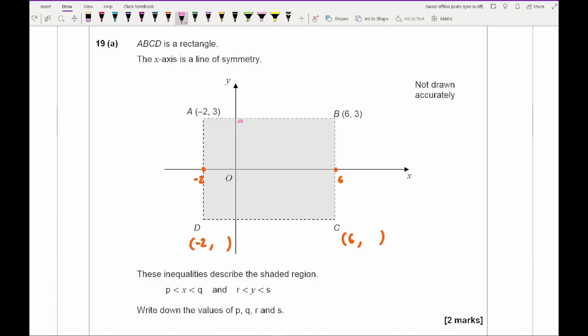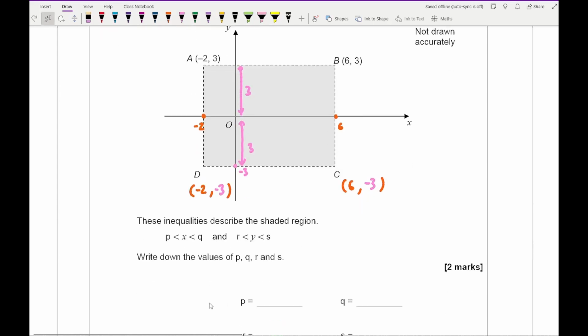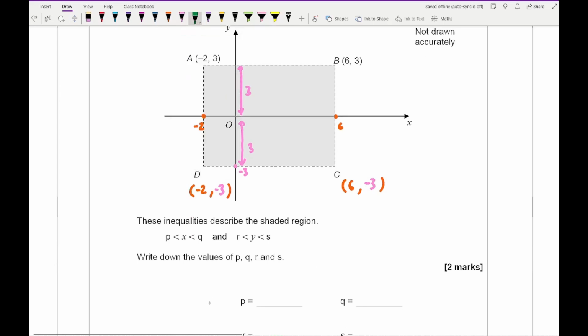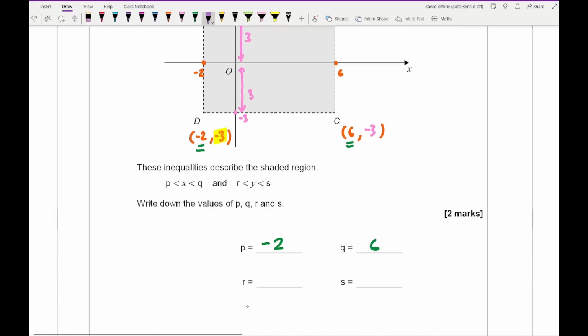Well, if this distance here is 3 and the x-axis is a line of symmetry, then this will also be 3, from 0 to 3, so that means that this point here is going to be -3. So the y ordinate for D and C is going to be -3. So then looking at x, the difference between the x ordinates is -2 to 6, so that's going to be -2 and 6, and the difference between the y ordinates is 3 and -3, so R is going to be -3 and S is going to be +3.